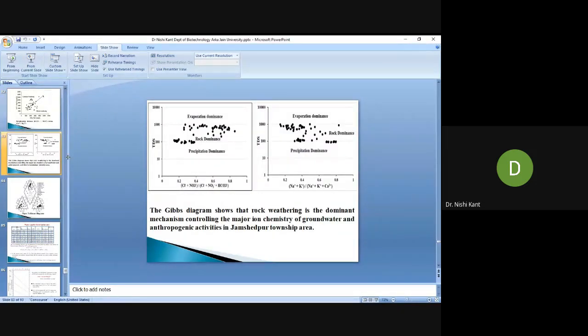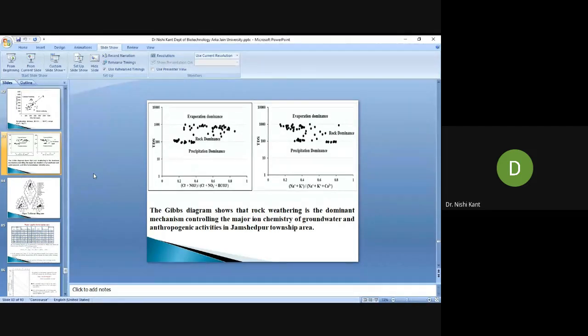The Gibbs diagram was plotted by using total dissolved salt concentration versus the weight ratio of sodium divided by sodium plus calcium for cations, and the weight ratio of chlorine divided by chlorine plus bicarbonate for anions. The Gibbs diagram shows that rock weathering is the dominant mechanism controlling the major ion chemistry of groundwater, along with anthropogenic activities in the Jamshedpur township area.